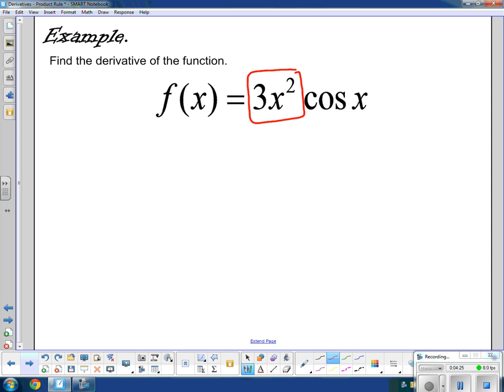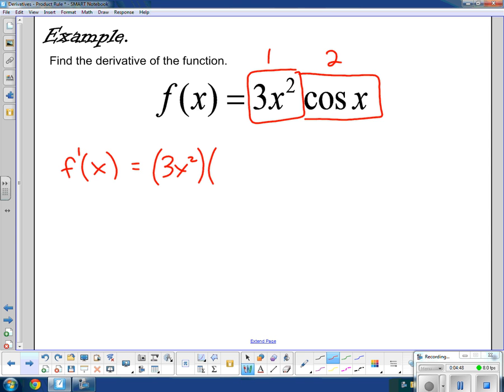My first being the 3x squared, my second being the cosine of x. This we'll call our first function, this we'll call our second function. So to find the derivative of this function using product rule, we apply our 1d2 plus 2d1 idea. So our derivative, f prime of x, is equal to 1, 3x squared, times the derivative of the second part. So cosine of x is my second. Derivative of that is negative sine x.